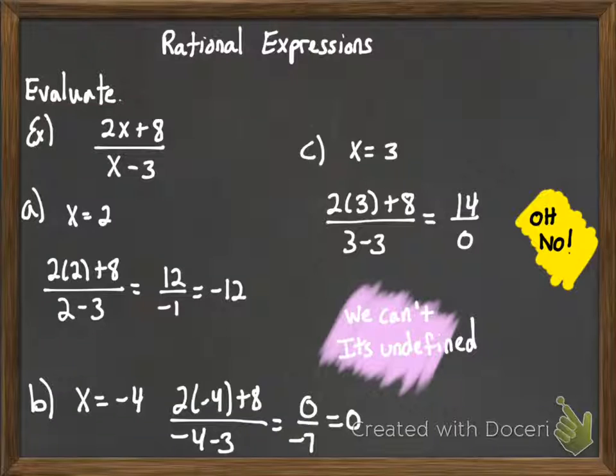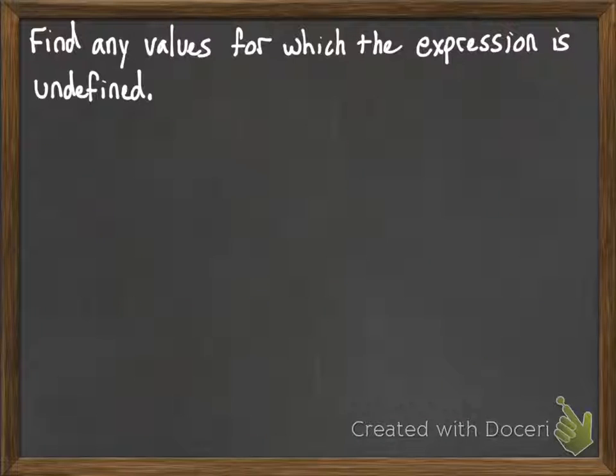Okay, this brings us to our first real thing that we want to talk about now with rational expressions, and that is finding out what values make the denominator, or make the rational expression, undefined. And as we saw in this illustration, anything that causes the denominator to be 0 will make it undefined. So now we're asked to find any values for which the expressions given to us are undefined.